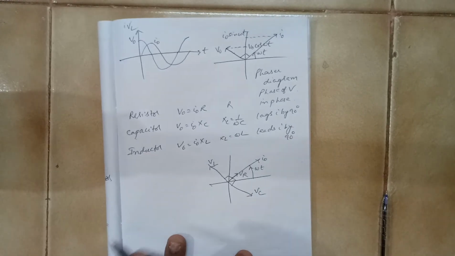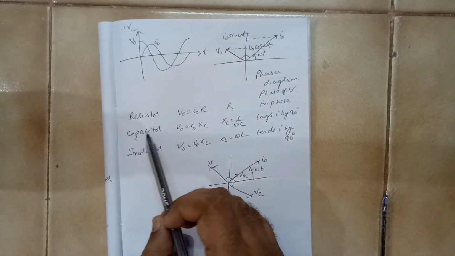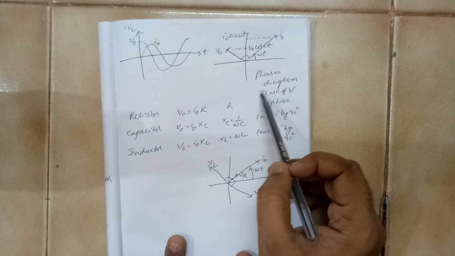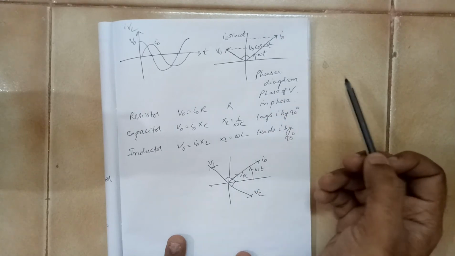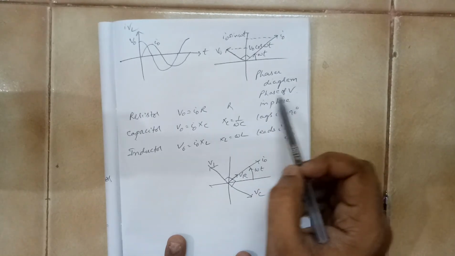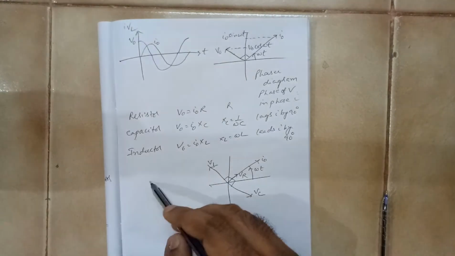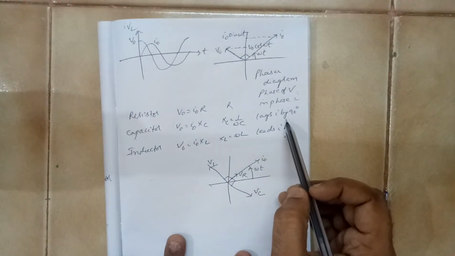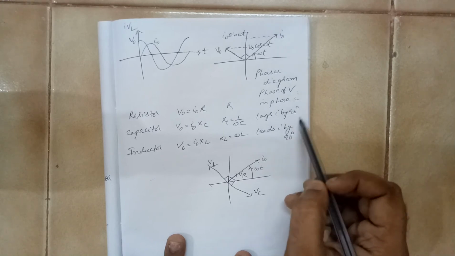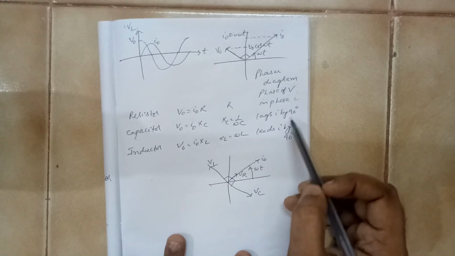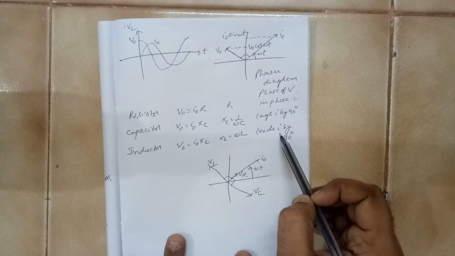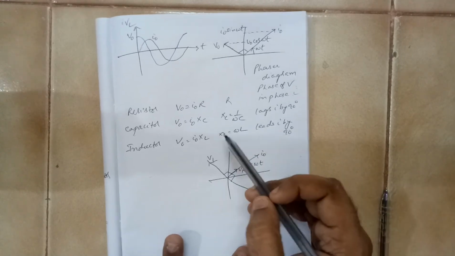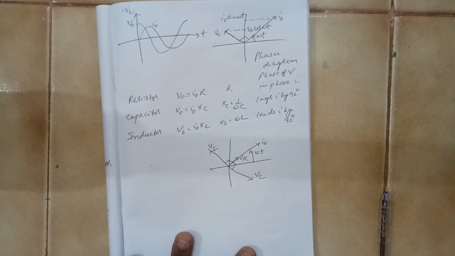Now when we talk about phase, in the resistor I am comparing the phase of V with I. So V is in phase with I. V and I have the same phase. But in the capacitor, the voltage is behind I by 90 degrees, whereas in the inductor the voltage is ahead of I by 90 degrees. If all three are together, the diagram will look something like this.